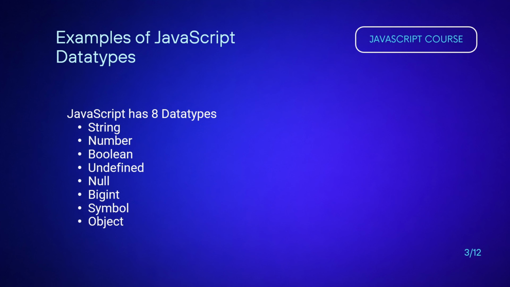The main JavaScript data types include string, number, Boolean, undefined, null, BigInt, symbol, and object. Each data type has its own purpose, which enables JavaScript to organize and manage information correctly. Let us study each data type one by one.